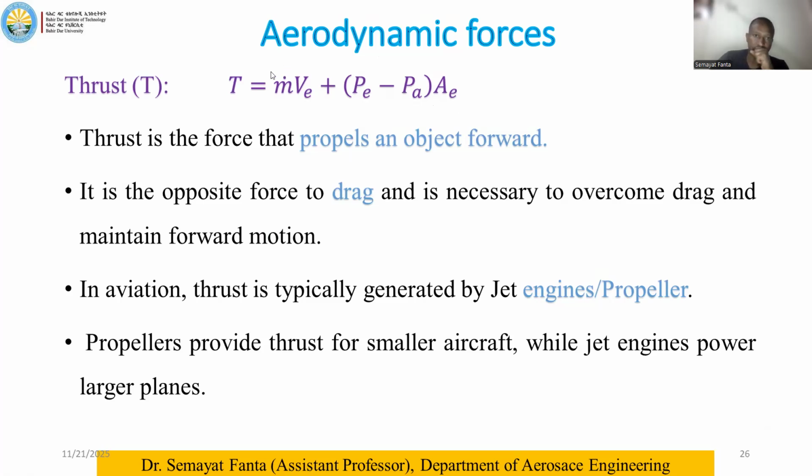So the thrust equation is mathematically given as m dot Ve plus (Pe minus Pa) times Ae. The first part of the thrust equation is called the momentum thrust, and the next is the pressure thrust. m dot is the rate of mass flow, Ve is the exit velocity, Pe is the exit pressure, Pa is the atmospheric pressure, and Ae is the exit area. This works for rocket models.